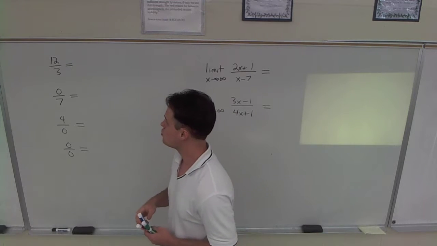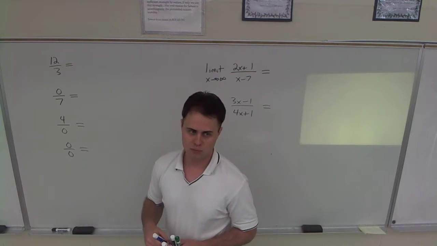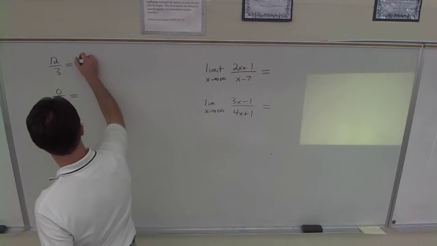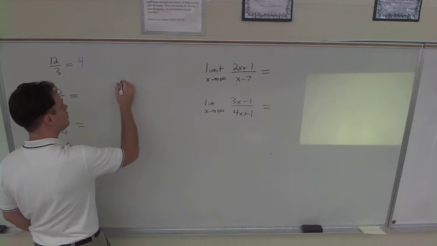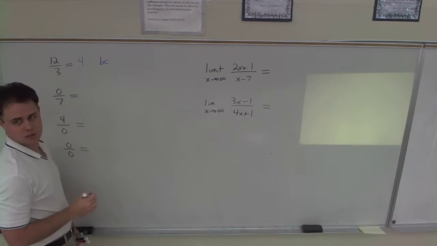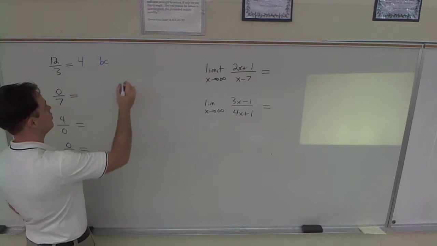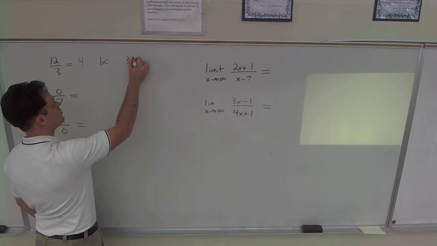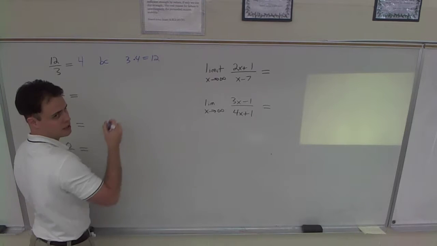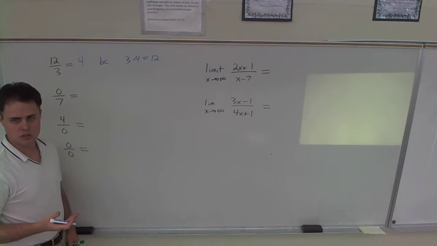So 12 divided by 3 is, of course, 4, but there's another way to think about that, right? Because one way to think about that is because 3 times 4 equals 12, right? If you think about it with inverses.